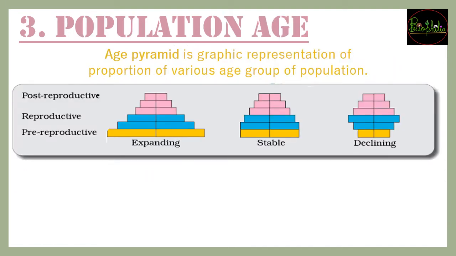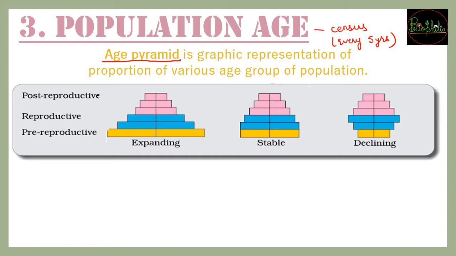Now we are going to see the third population attribute, that is the age of the population. To study population age, you need the census, which is done every 5 years, and every 5 years when the counting of the population has been done, you can get the values about their ages and the age pyramid can be formed.